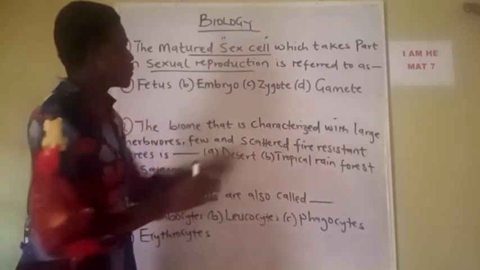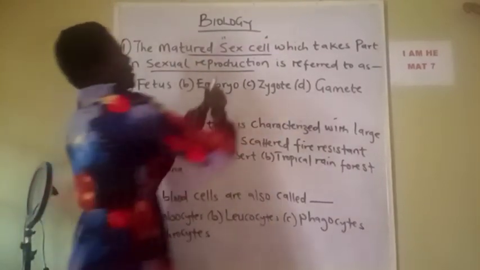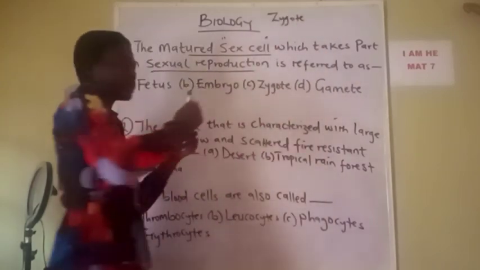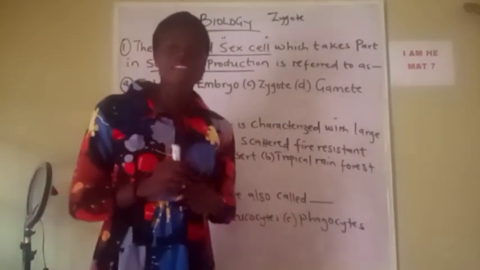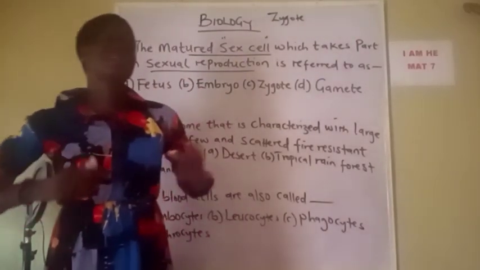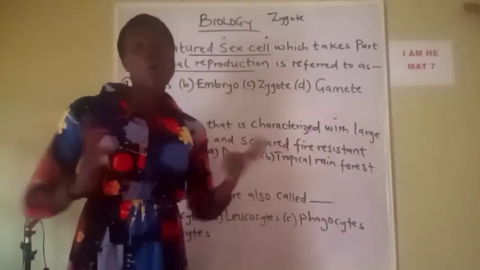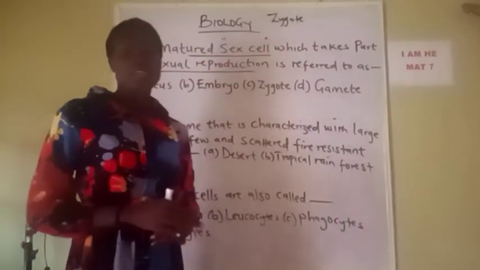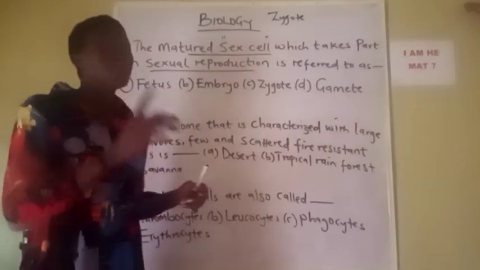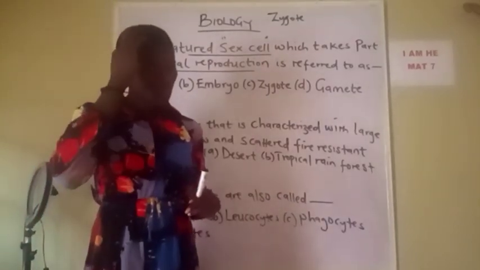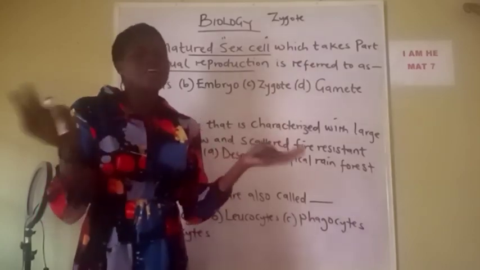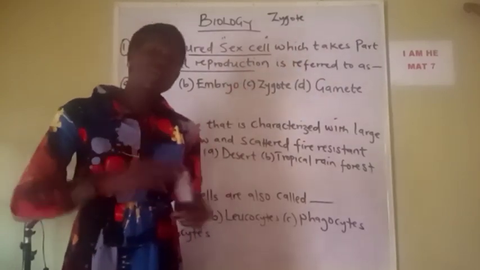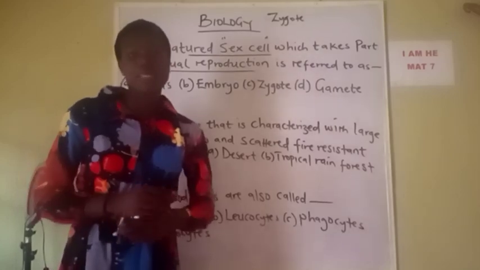Now, what is a zygote? First of all, that's option C. A zygote is formed when there is fertilization. That is when the male sex cell and the female sex cell come together and fertilize to give us what we call the zygote. Do you understand it now?